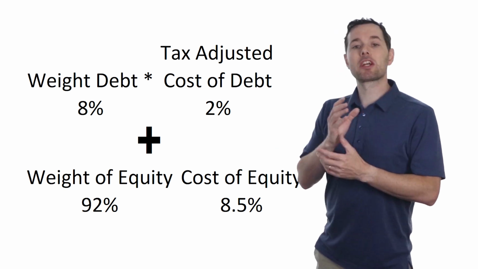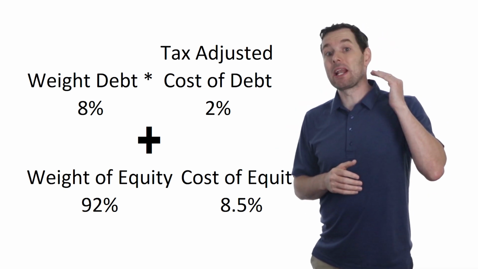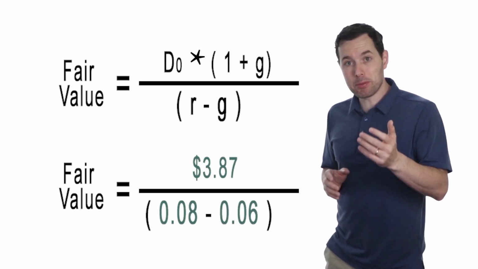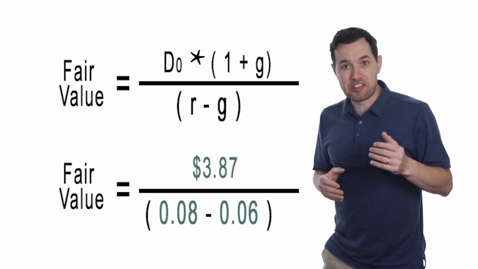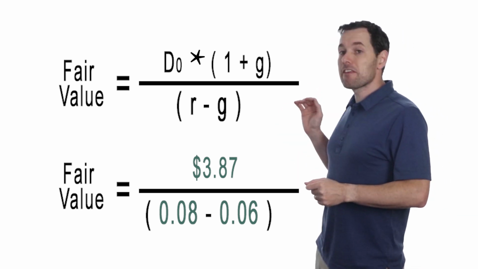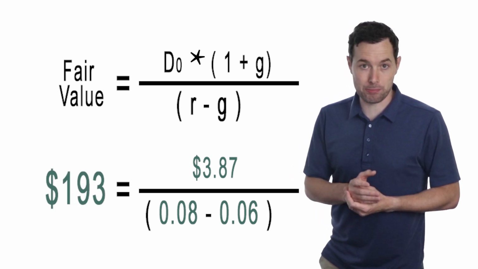I actually took a more conservative number, ultimately rounding up our weighted average cost of capital to about 8%. So using a weighted average cost of capital of 8% and a growth rate of 6%, that would imply, using the DDM formula, that the fair value of Johnson & Johnson's stock would be about $193 per share.